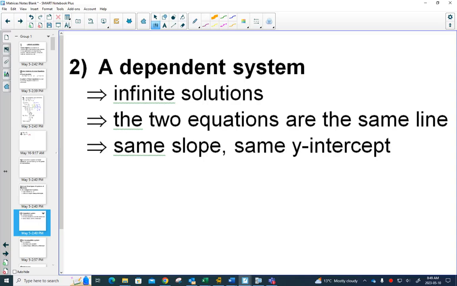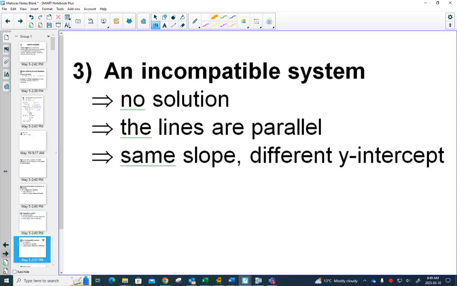Okay? And then finally, we have an incompatible system, where there are no solutions. Why are there no solutions? Well, those lines are parallel. They have the same slope, different y-intercept. They will never cross.